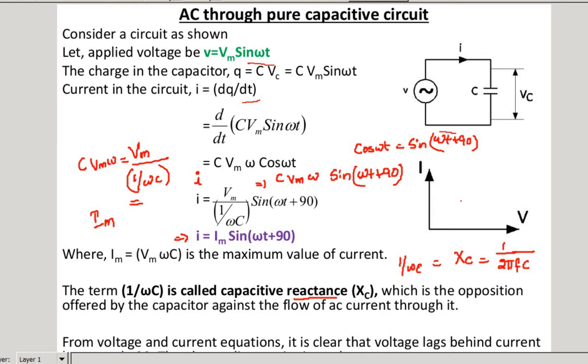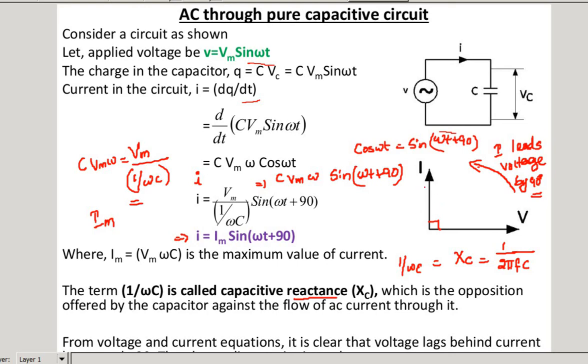In the phasor representation, you have to consider the anti-clockwise direction. Here the plus 90 is in the anti-clockwise direction. Plus 90 degrees indicates that the current passing through the capacitor leads the voltage by 90 degrees. Current leads the voltage by 90 degrees. So, this indicates that current I leads voltage V by 90 degrees. By checking the anti-clockwise direction, we can say that current is leading the voltage.